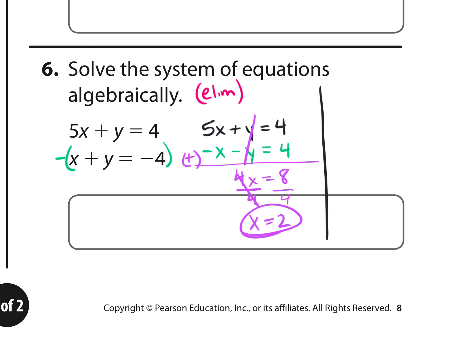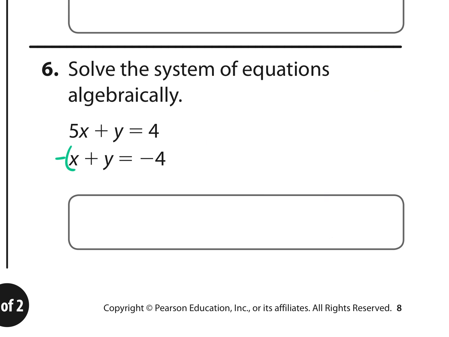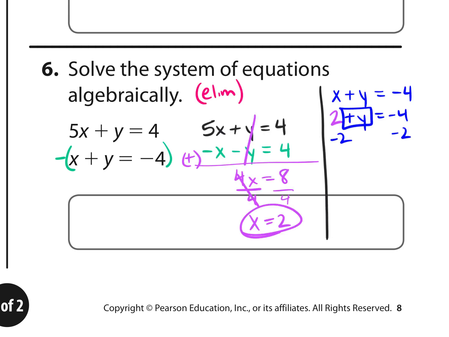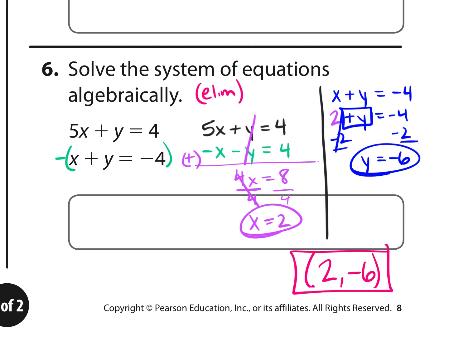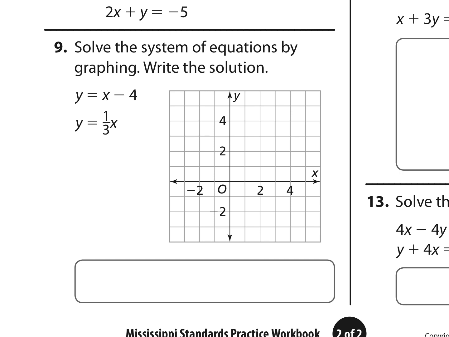Now we always go back and get the other variable when we're trying to get the solution to a system. I can pick either equation. I'm going to choose the second equation, x plus y equal negative 4. I'm going to plug in 2 for x and then solve for y. So y is negative 6, so the solution is where x is 2, y is negative 6, and we've solved the system.